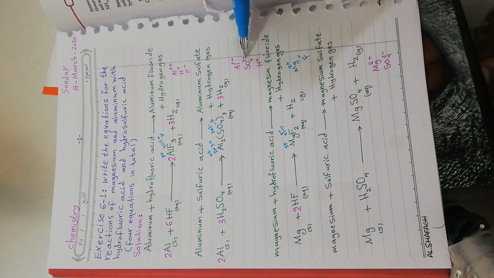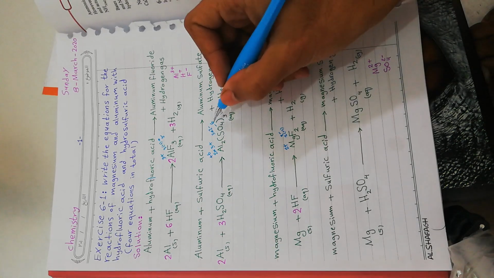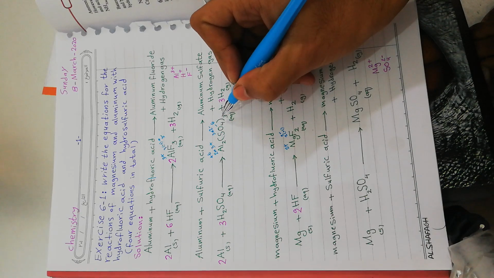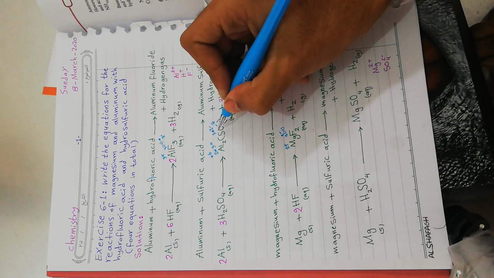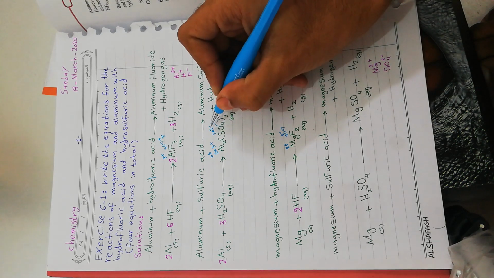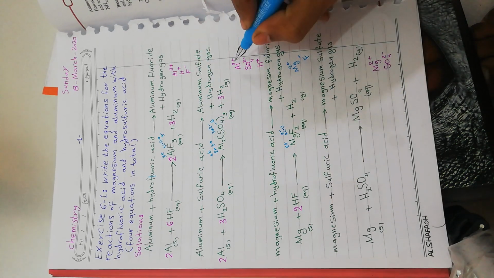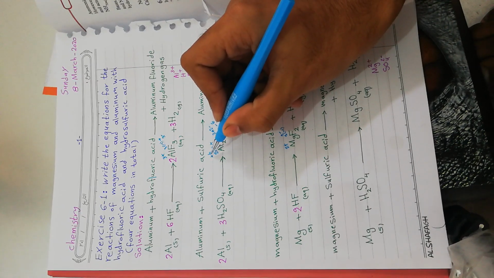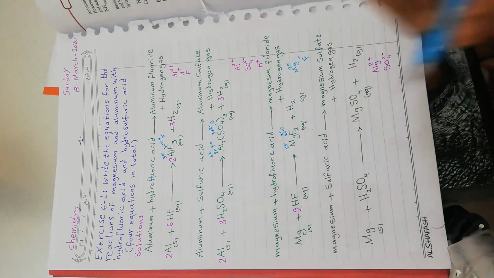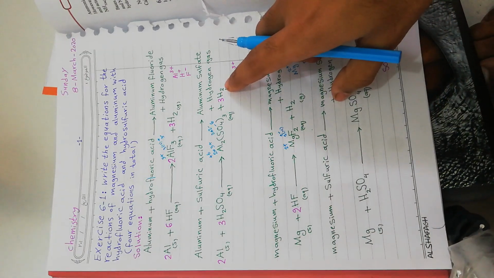Here 2. How many are needed to become 3? Multiplying by 3, because 3 multiplying by the oxidation state of sulfate, which is 2 minus, 3 multiplying by 2 minus equals minus 6, and Al is 3 positive. 2 multiplying by 3 positive equals 6, and hydrogen will be released as hydrogen gas.